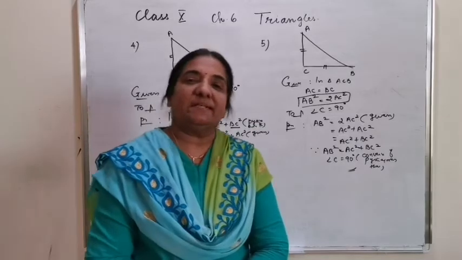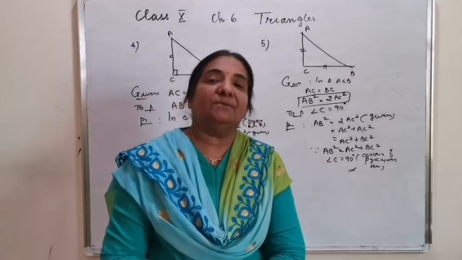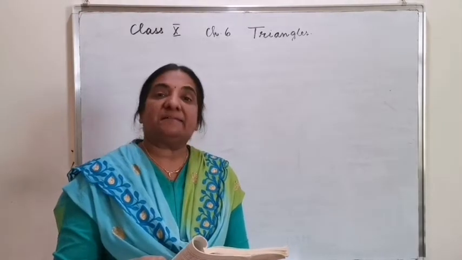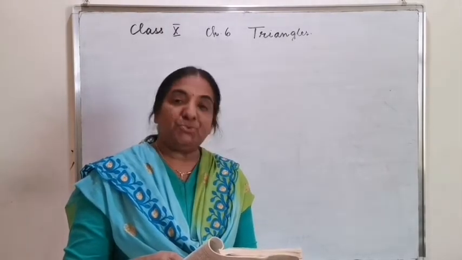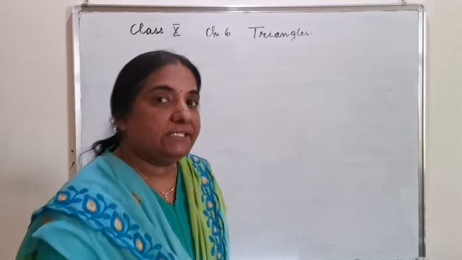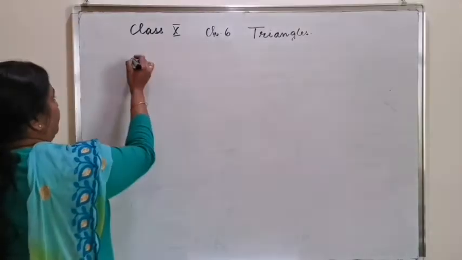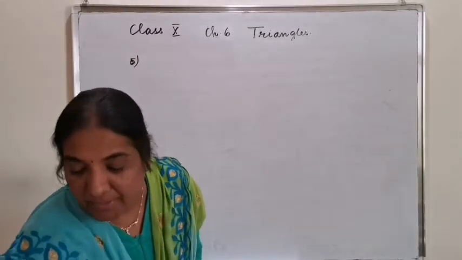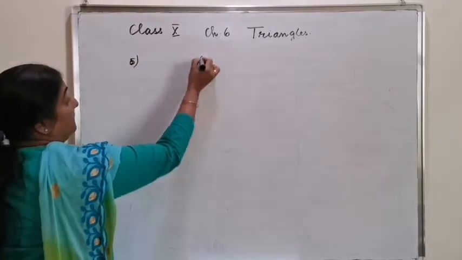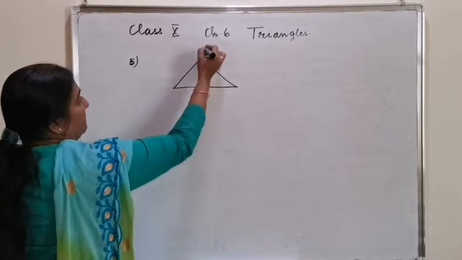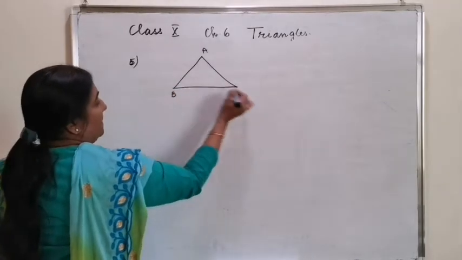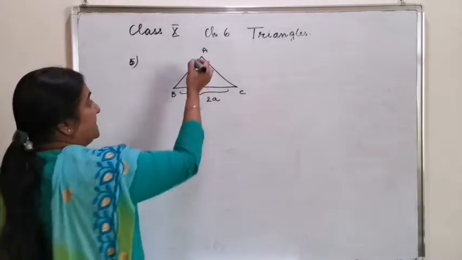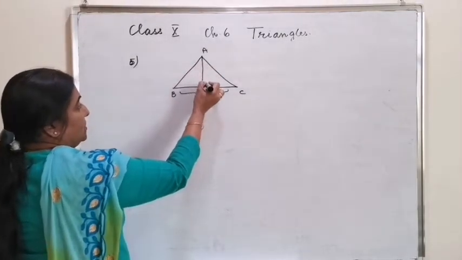Any one of these questions can be asked as a 2-mark question. Question number 6. Triangle ABC is an equilateral triangle of side 2A. Find each of its altitude. Triangle ABC is an equilateral triangle. Each side is measuring 2A. You need to find the length of the altitude.